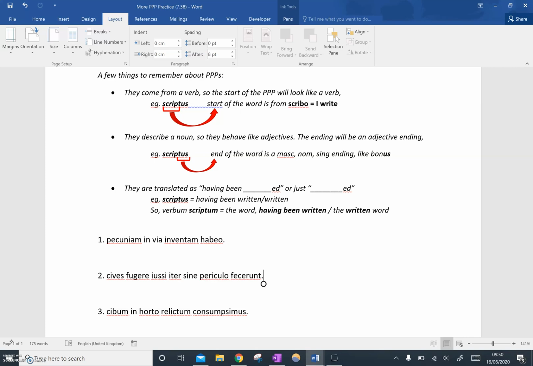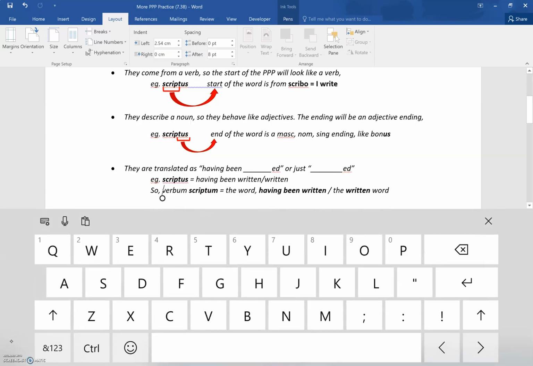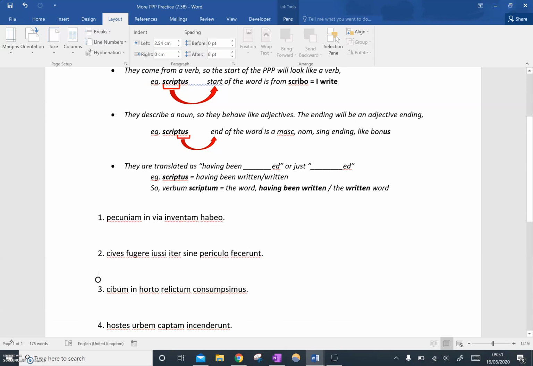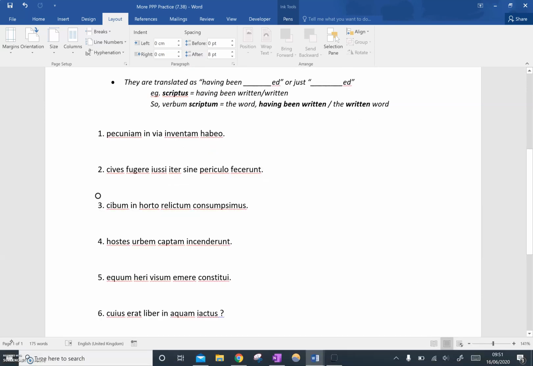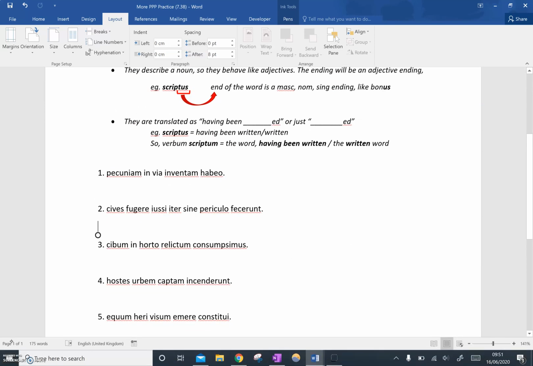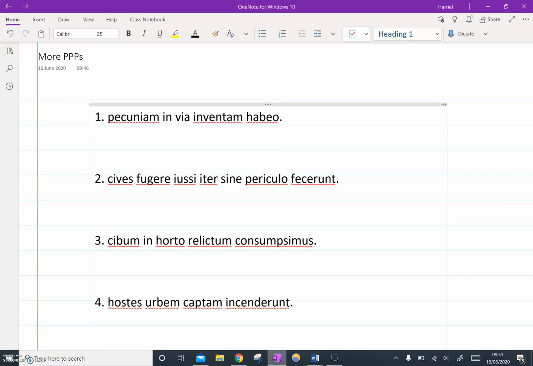So in this example up here where I've said verbum scriptum, that tells us that scriptum is describing verbum. I mean, look at the endings, they match with each other. So that tells us that it's the word that's having been written. And obviously in that translation, the word having been written sounds a bit strange, so you can also write it as just the written word. Okay, let's go through the answers, see how you did.